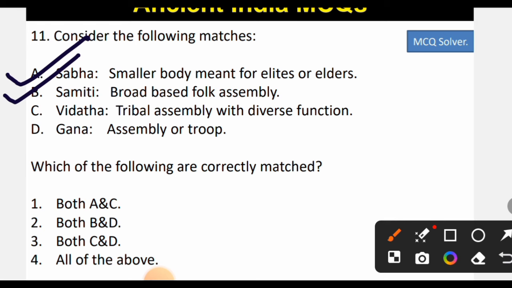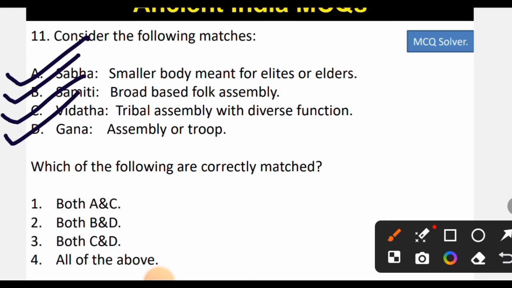Also Vidhata is a tribal assembly with diverse function. They looked into other functions like cleanliness in the society, the women should be protected, the cattle should be protected, and also the entire society should be protected, and other facilities they look into. So C is also a correct match. Also Gana is the lowest group, which is the assembly of the entire villagers. So D is also correctly matched.